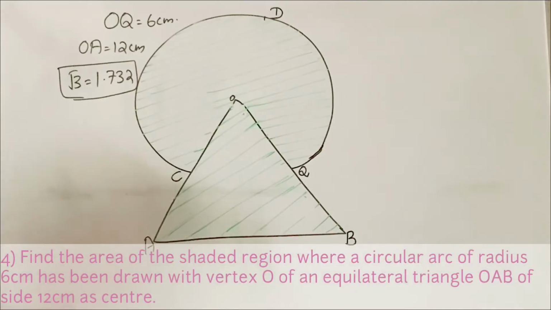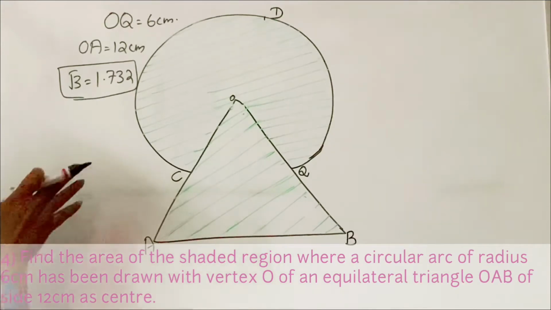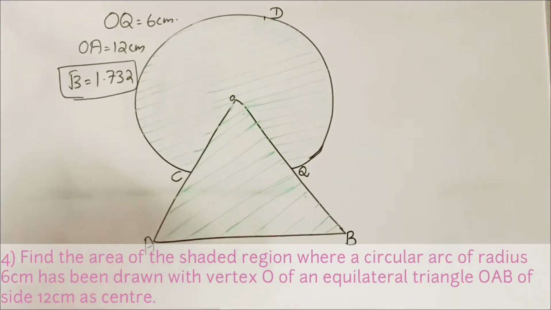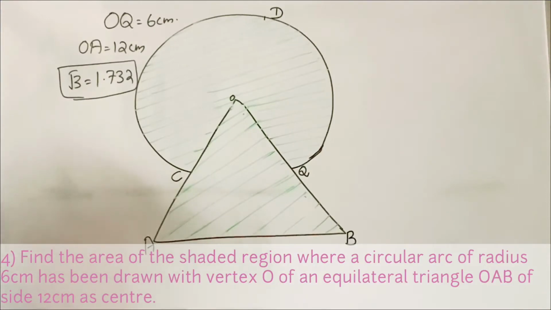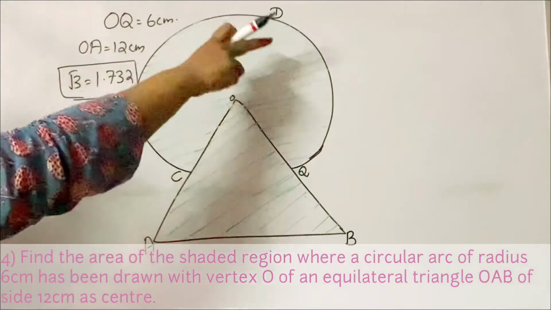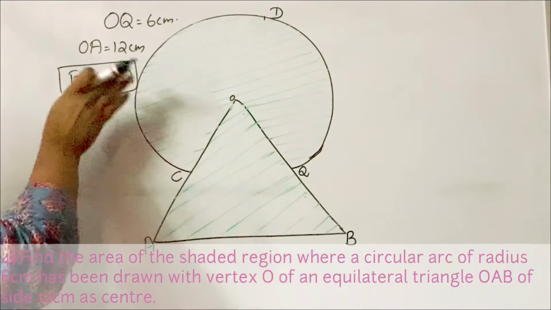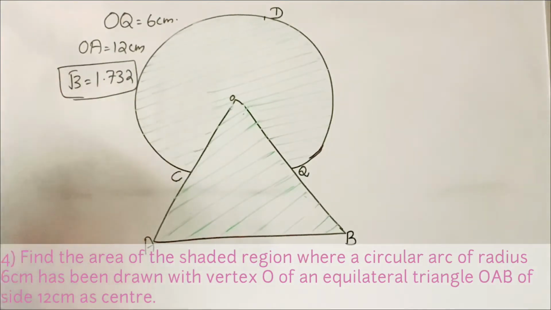Look at question number 4. Here you want to find out the area of the shaded part. Here you can see an equilateral triangle OAB having side 12 centimeter, and then you can see a major sector. Find the area of both the triangle and the sector, then add those areas. And what is the area of an equilateral triangle? That is root 3 by 4 a square.